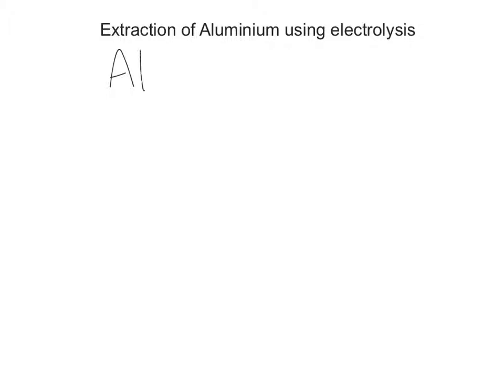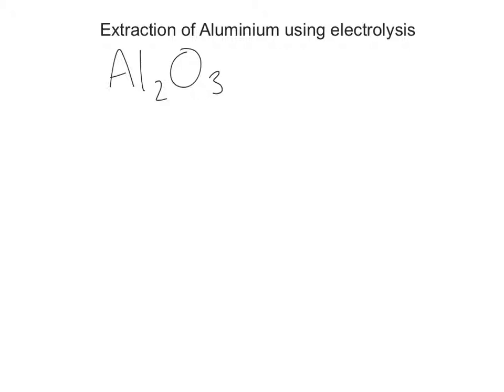Aluminium is a very useful metal. It needs to be extracted from its ore using electrolysis because it's more reactive than carbon, so it can't be displaced. One of the problems is that aluminium oxide is insoluble in water. So in order to extract it using electrolysis, the ions still need to be able to move. You'd have to melt it.